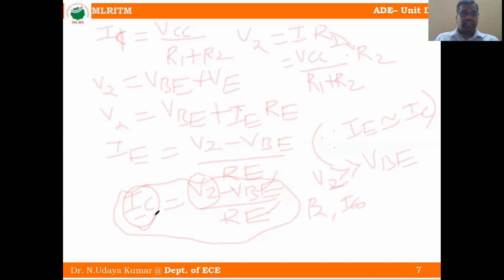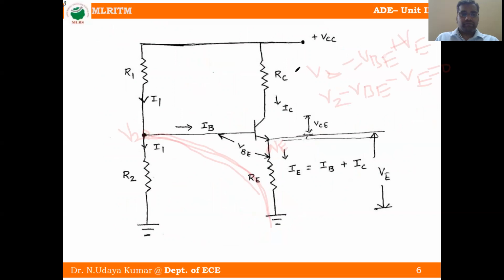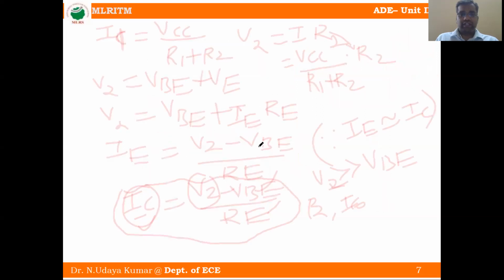Next, we will write the collector emitter voltage using KVL. What is the collector emitter voltage? Collector emitter voltage, that means VCE. Applying the KVL to this one: VCC minus IC RC minus VCE minus IE RE. So this is the output KVL. Okay, I wrote it here to observe.